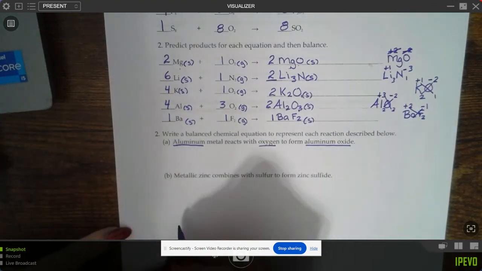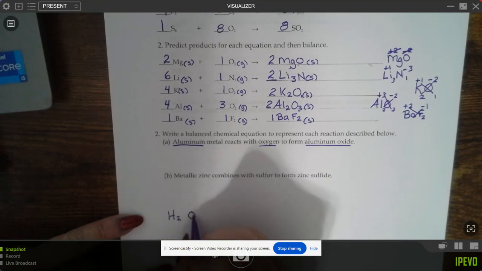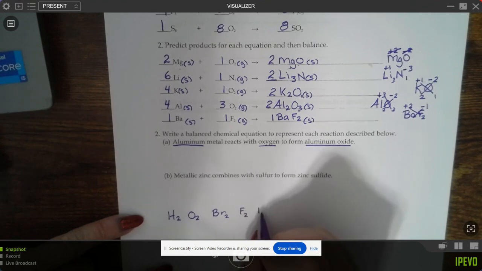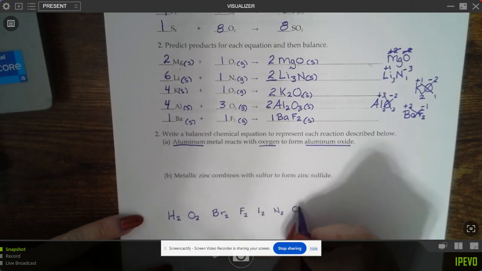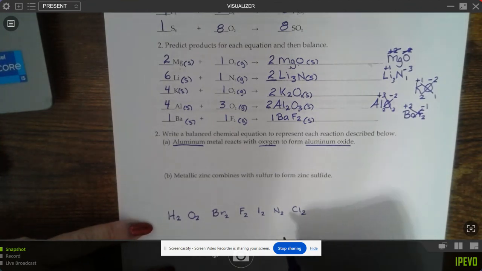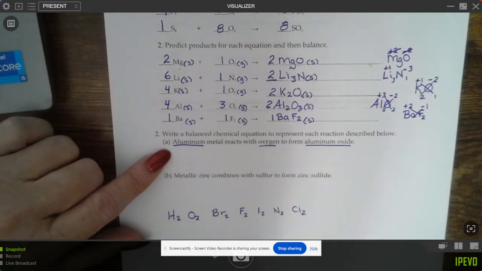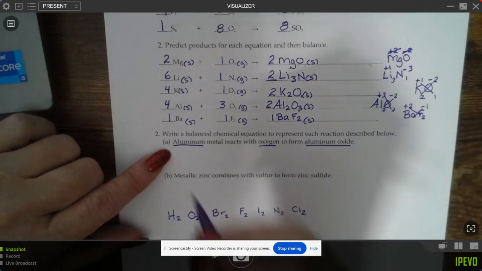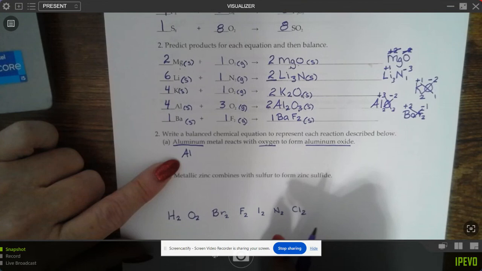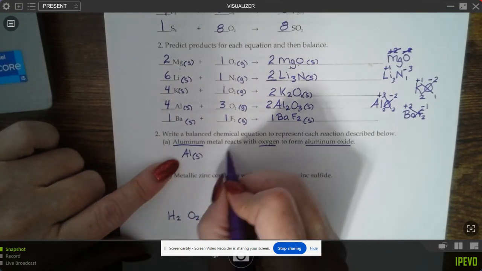Okay. I guess we should write down, now that we're doing this, our 7 diatomic elements. Okay, Hobrfinkel. That's the word I make out of the 7 diatomic elements. So when we're writing just an element, not a compound, we have to think about that. So aluminum is not one of the 7, so it's just Al. It's a solid because it's a metal. Reacts with is where we put our plus.